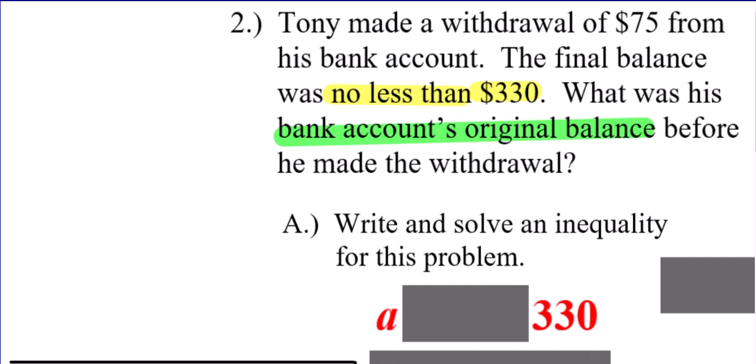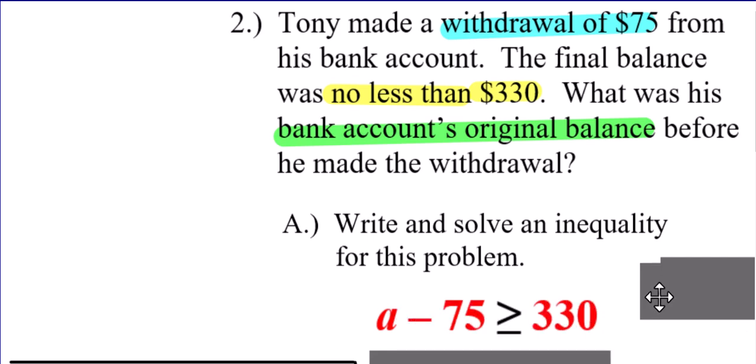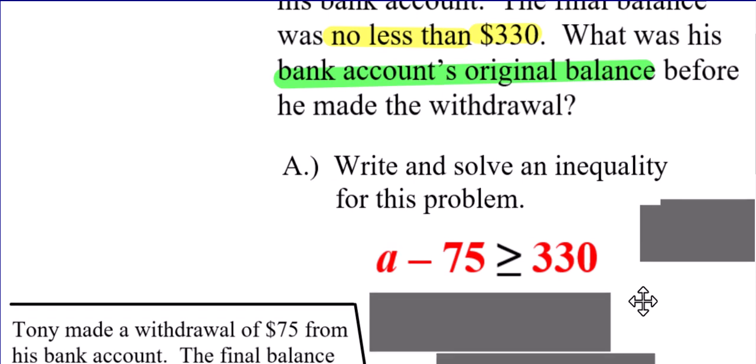We know that he's making a withdrawal of $75. Now, do you remember what withdrawals do to your bank account? They take the money out of your bank account, which is more money for you in your wallet, but it's less money in the bank account. So the idea of taking away would be subtracting it from the original balance. So there we go. We now have our algebraic inequality.